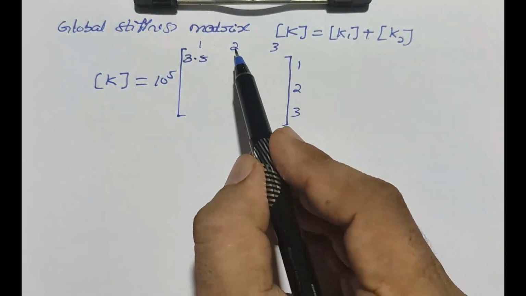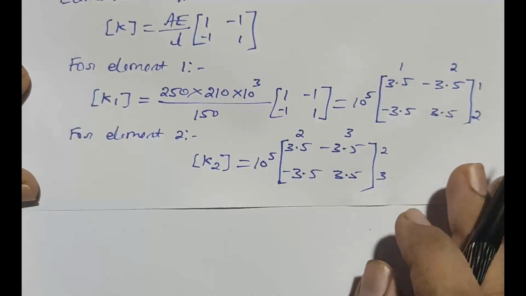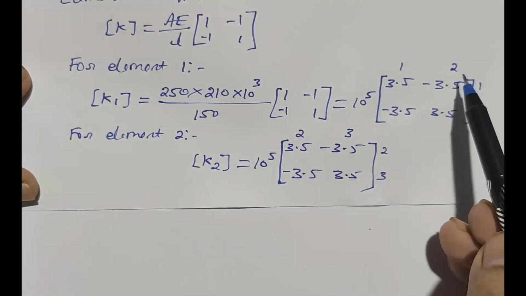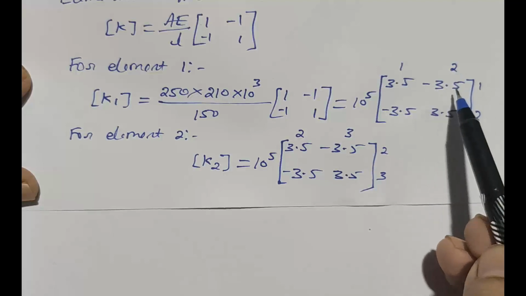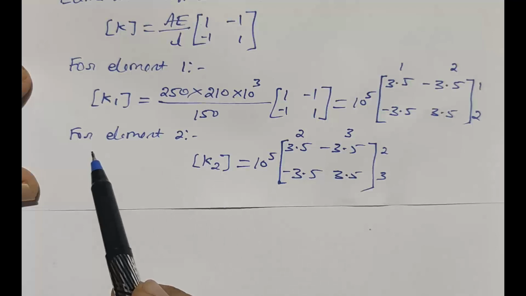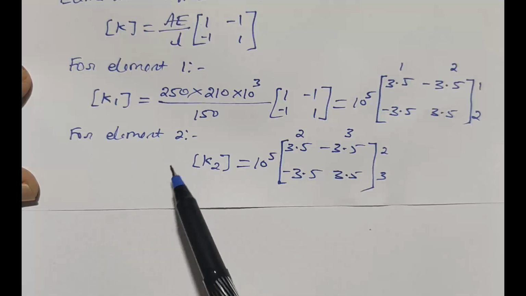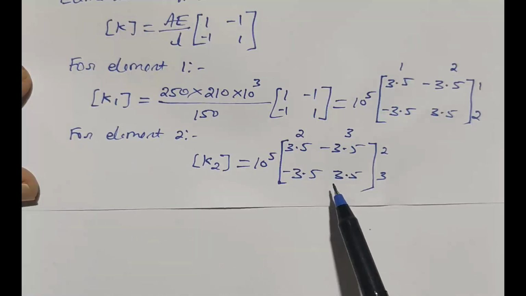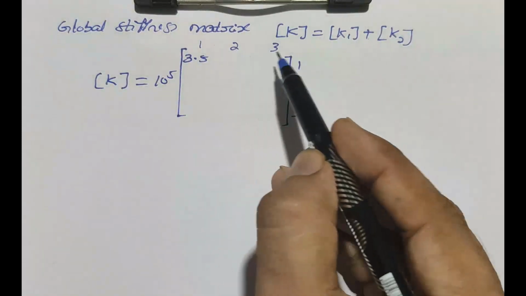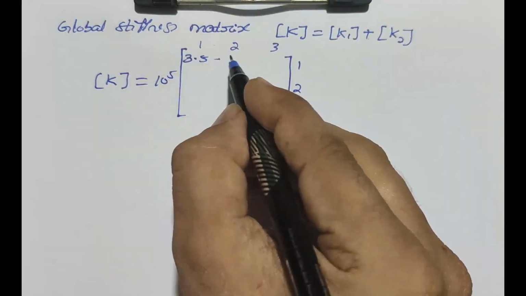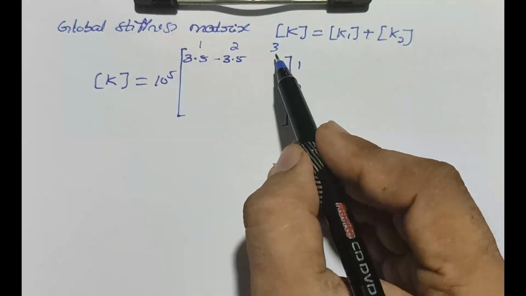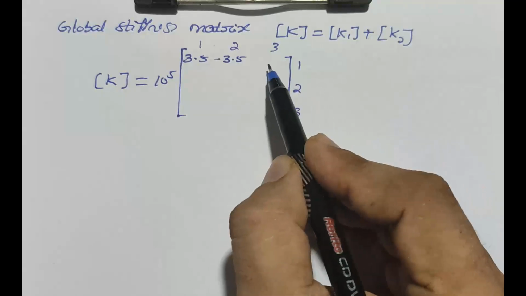Next we need element corresponding to 2 and 1. Again see the elemental stiffness matrices. K1, the element corresponding to 2 and 1 is minus 3.5. But in K2, that is elemental stiffness matrix of second element, we don't have any element corresponding to 2 and 1. Therefore here element corresponding to 2 and 1 is minus 3.5.